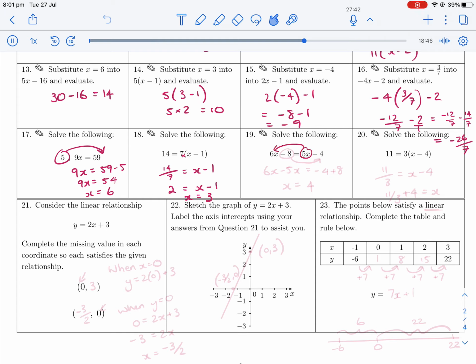All right, bring your x's together. 6x take 5x equals minus 4 plus 8. When your terms cross the equal sign, they become the opposite. X equals minus 4 plus 8, that's 4. And 11 on 3 plus 4 equals x.